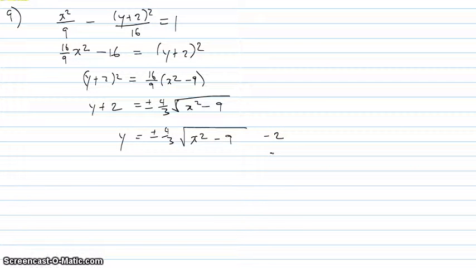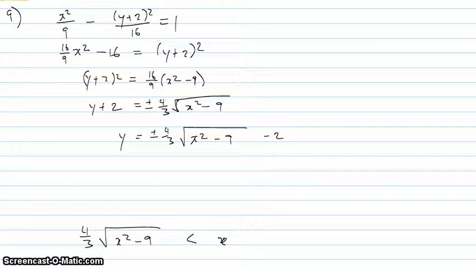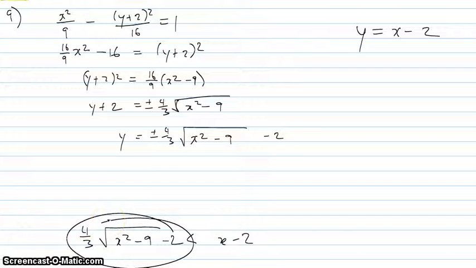Now if you look at the inequality that we need to solve, 4 over 3 square root of x squared minus 9 is less than x. Well, this doesn't seem to have any relationship to our equation y equals x minus 2, but you see if we put a minus 2 on each end of this inequality, then this becomes something that we can sketch, because this one is just our curve C, and this is the curve that we just drew in.